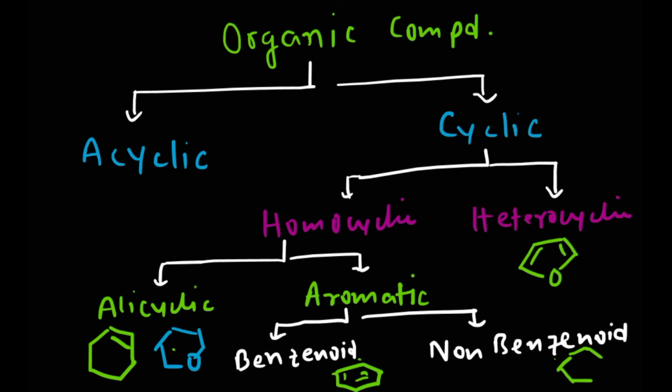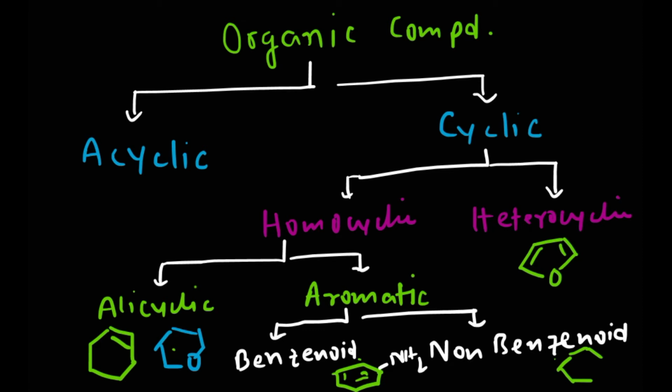Clear? So very simple. In a benzenoid compound there may be another element also present. Suppose in benzene an NH2 group is present, but still there is a benzene ring, so it will be considered a benzenoid compound. Here also another benzene ring may be attached, and then also it will be a benzenoid compound.